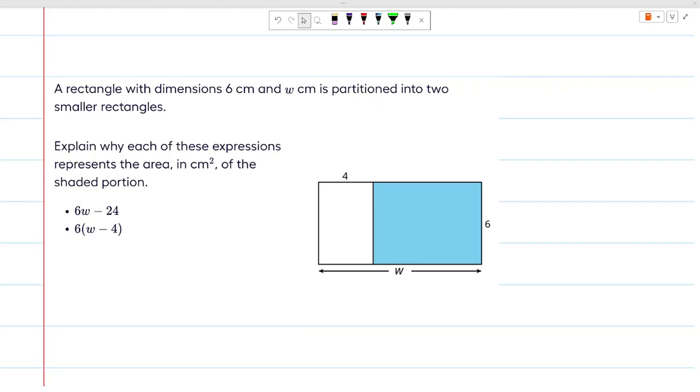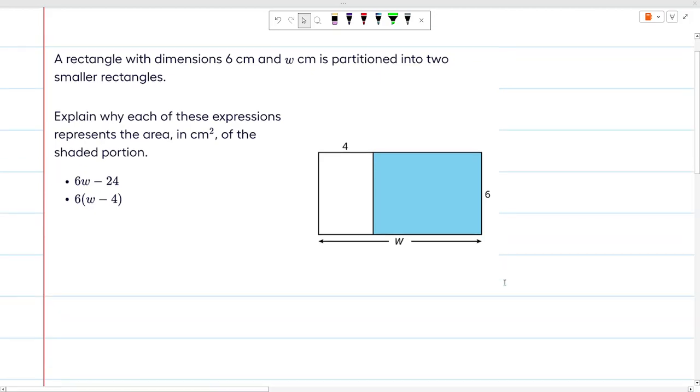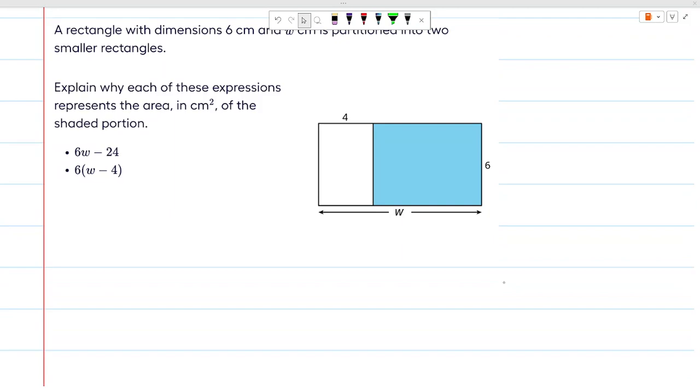It says a rectangle with dimensions 6 centimeters and W centimeters is partitioned into two smaller rectangles. Explain why each of these expressions represents the area, in square centimeters, of the shaded portion. So the first expression is 6W minus 24, and the second expression is 6 times quantity W minus 4.